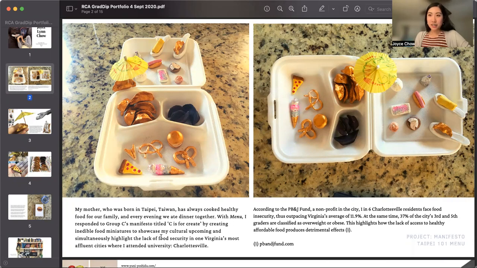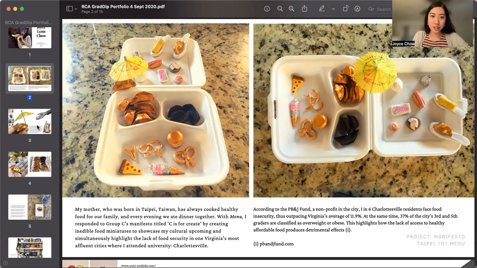So the manifesto project was something that we did early on during our graduate diploma, and I actually have the manifesto written out on my blog. I'm thinking of doing another video just going through the visual journal that I made, or our daily blog that we had to create during the program.